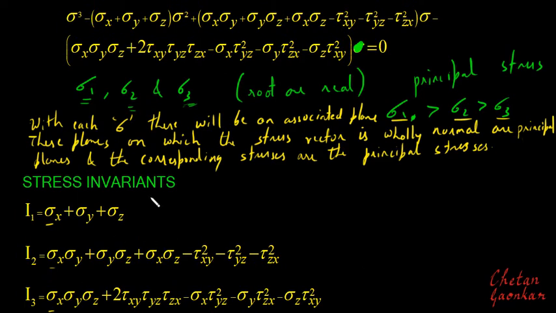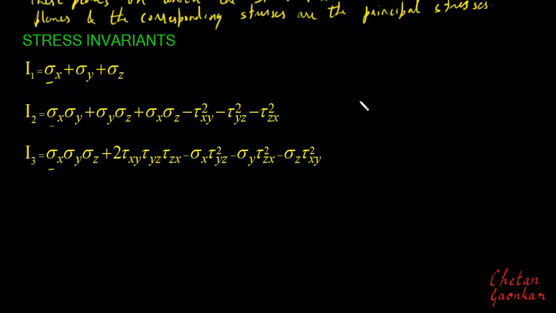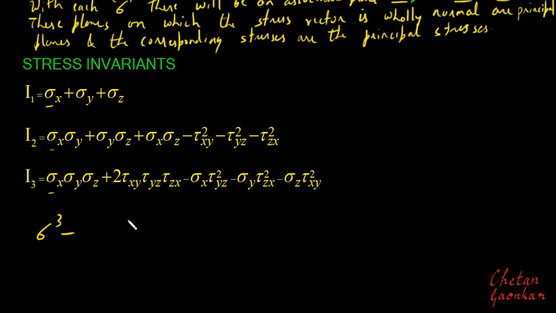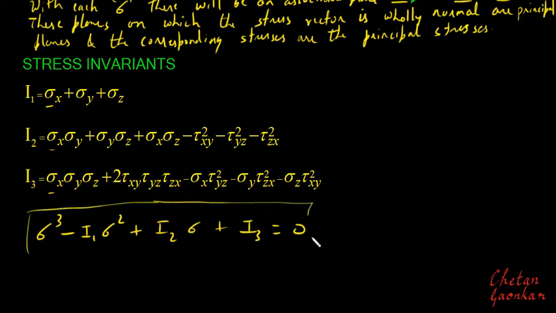So if I substitute these terms here in terms of the stress invariants I1, I2 and I3, I can write this equation as sigma cube minus, in place of this I'll substitute I1, so it will be minus I1 sigma square plus I2 sigma plus I3 equal to 0. Yes, so I can write this cubic equation in terms of stress invariants.